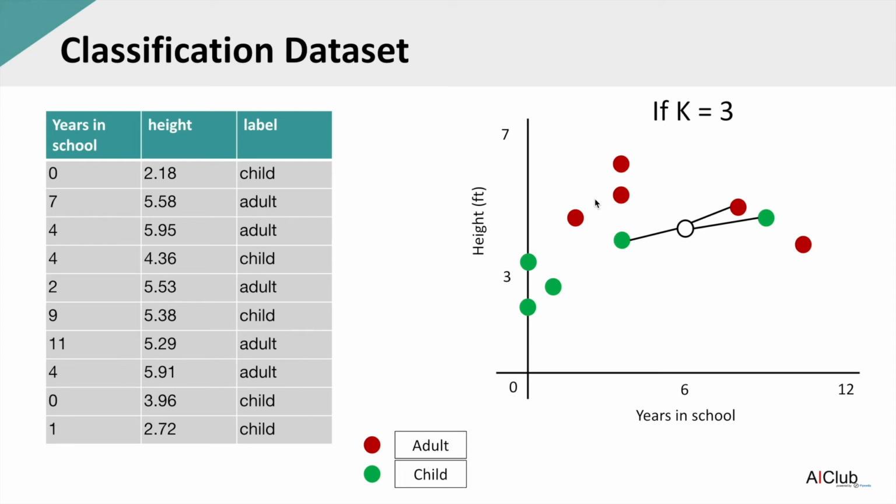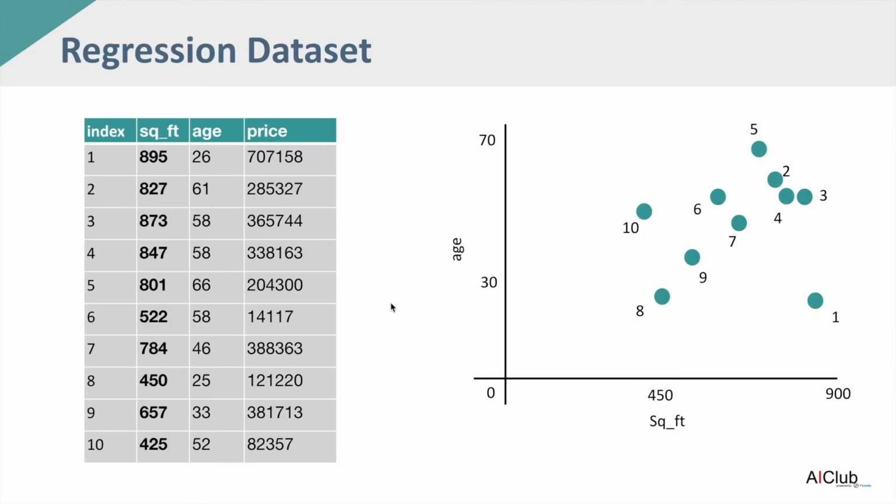What is a good value of K? Well, that's a little bit hard to answer. Before we get to that, let's look at another data set, which is a little bit different from this. Here is a regression data set. A data set is regression when what you're trying to predict is a continuous number. For example, in this case, what we are trying to predict is the price of a house. And price of a house is a number, it's not a category. Price could be any number, and hence it's a regression problem.